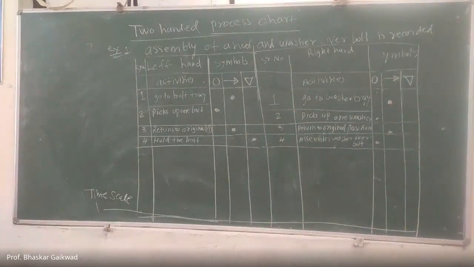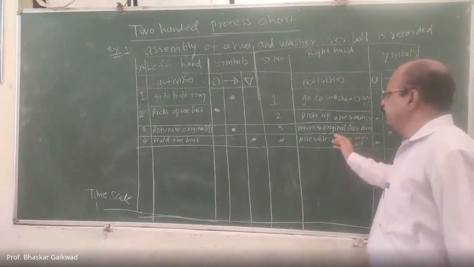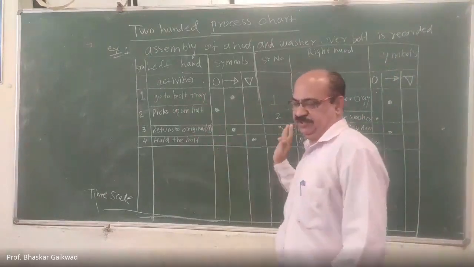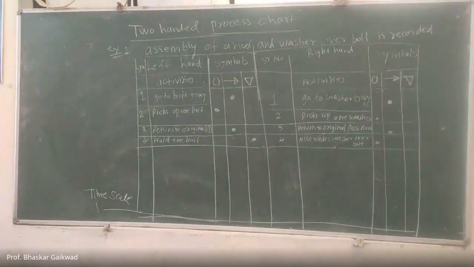Now fifth, sixth, seventh, eighth: go to the nut tray, pick up the nut, and assemble it on the bolt. Here is the right hand side. Now we have only the bolt and washer, but the nut is required. So we cannot use both hands to pick up the nut.